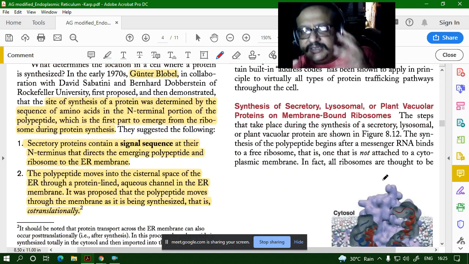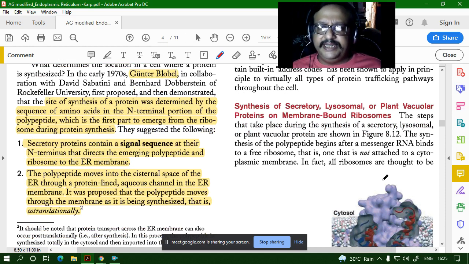So let us now come into the details of how it is. Günther Blobel, a German scientist, I met Günther Blobel during my days in Germany. He came to our institute. Günther Blobel won the Nobel Prize along with his friend David Sabatini and Bernard Doberstein of Rockefeller University. They first proposed the signal sequence hypothesis.